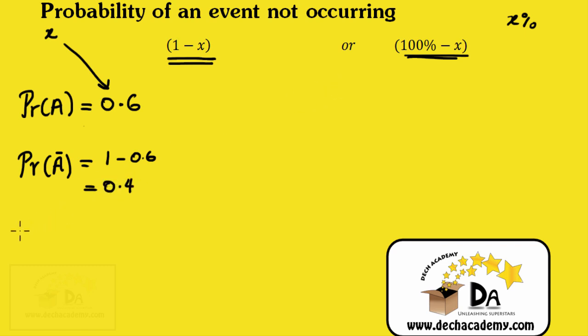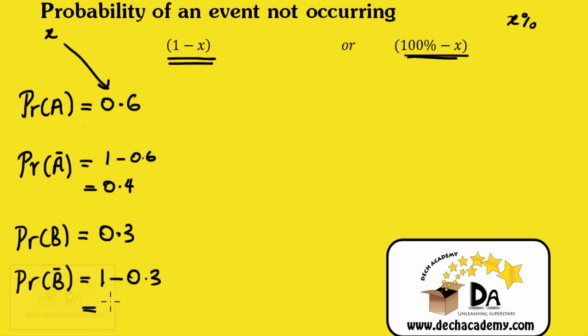If you're given that the probability of event B occurring is 0.3, the probability of event B not occurring is equal to 1 minus the probability of event B occurring, which is equal to 0.7.